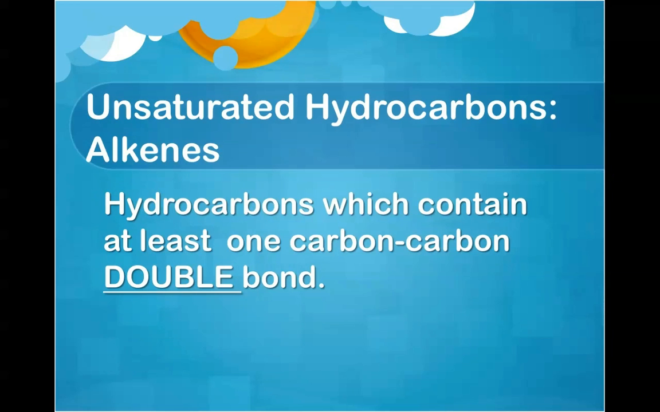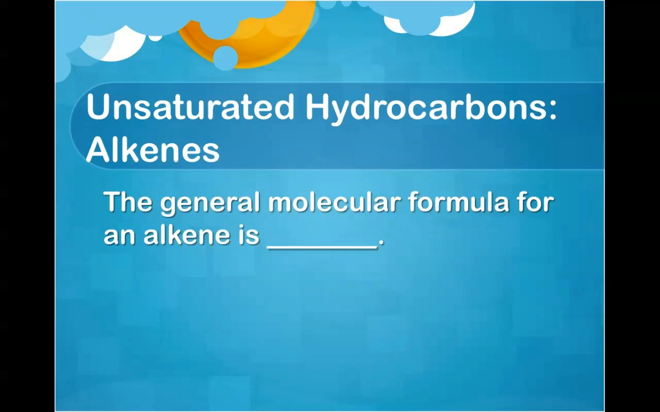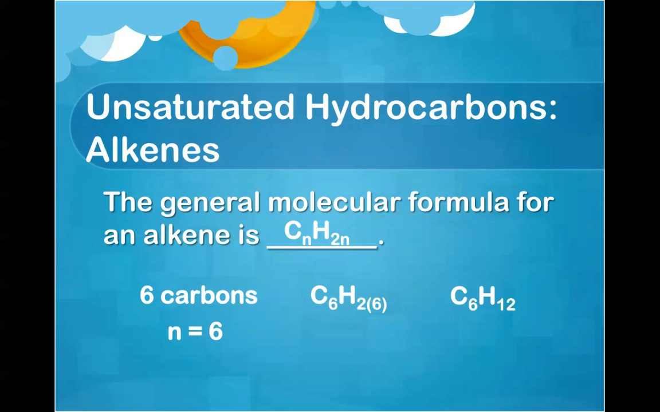Now we're going to move on to naming and drawing alkenes. These are hydrocarbons that contain at least 1 double bond, and you can find that in your reference tables as well, and we'll point that out in class. The general formula is CnH2n, meaning that if I have 6 carbons and n is equal to 6, plugging that 6 in, I find that I would have 12 hydrogens.